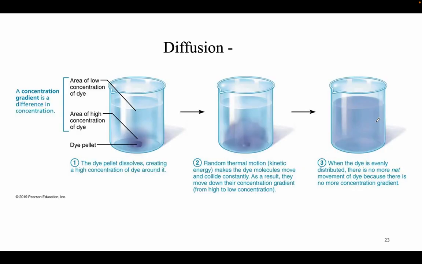All right, now here is an example. Suppose you have a dye pellet in a solution, suppose it's water. First of all, the dye is super highly concentrated around this area. Here on the top of the water, suppose it's low, there is not that much dye present. So it will start diffusing from the high to the low area, and it will continue to do so until everything is equally distributed across the water.